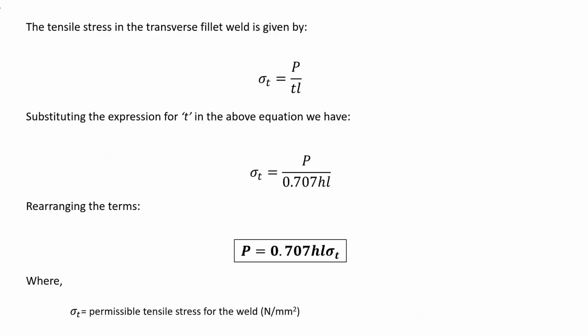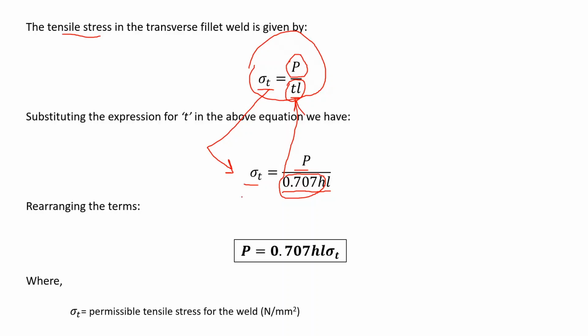Now the tensile stress in the transverse fillet weld is given by this equation, which says that sigma T, which is the tensile stress developed inside the weld, equals the applied load, whose magnitude is P, divided by the minimum cross sectional area of the weld, which is given by T times L. If you substitute the value of T in this equation, you will get sigma T equals P divided by 0.707 times H times L, where 0.707 times H is the value of your throat.